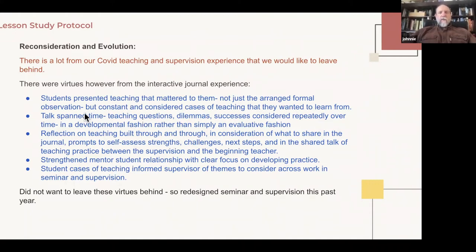So the first is students presented teaching that mattered to them, not just the arranged formal observation, but constant and considered cases of teaching that they wanted to learn from. So this moved our work away from performative kinds of teaching. Johnny's coming in from a formal observation. Here's my lesson plan. I want to do it right because I want the student teacher to be satisfied. And of course, all of that comes along with the evaluative nature of our work as supervisors. This was more conversational, and I would say dialogic, the idea being that we have conversations about teaching. It's not about performance teaching.